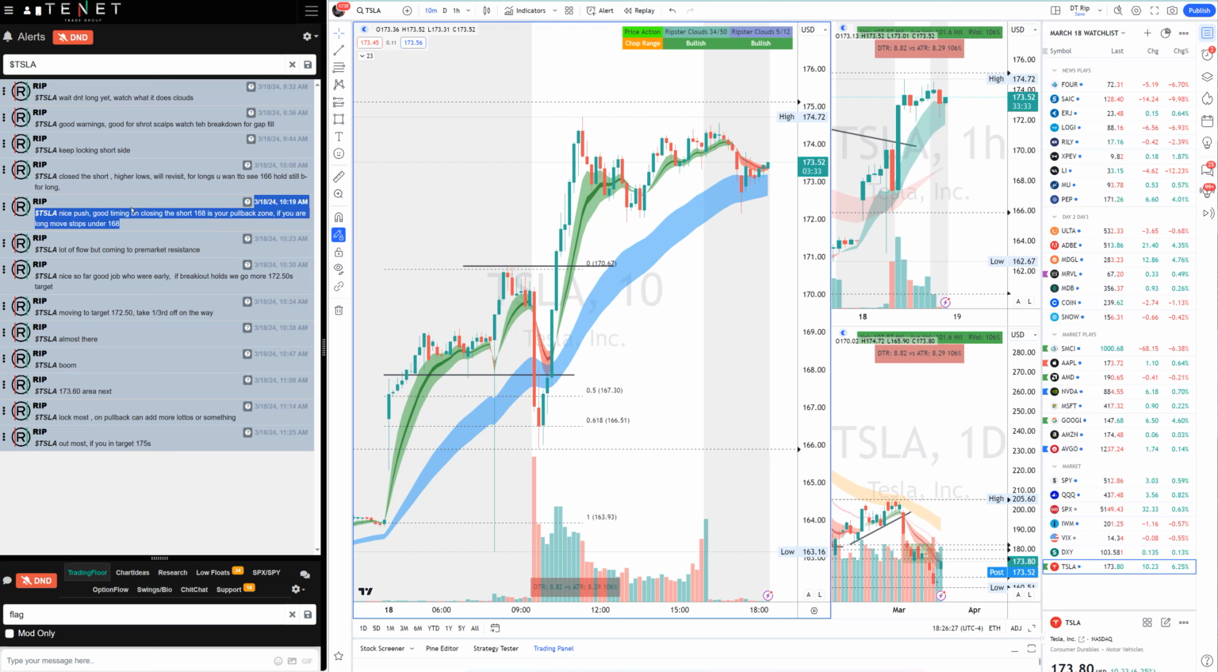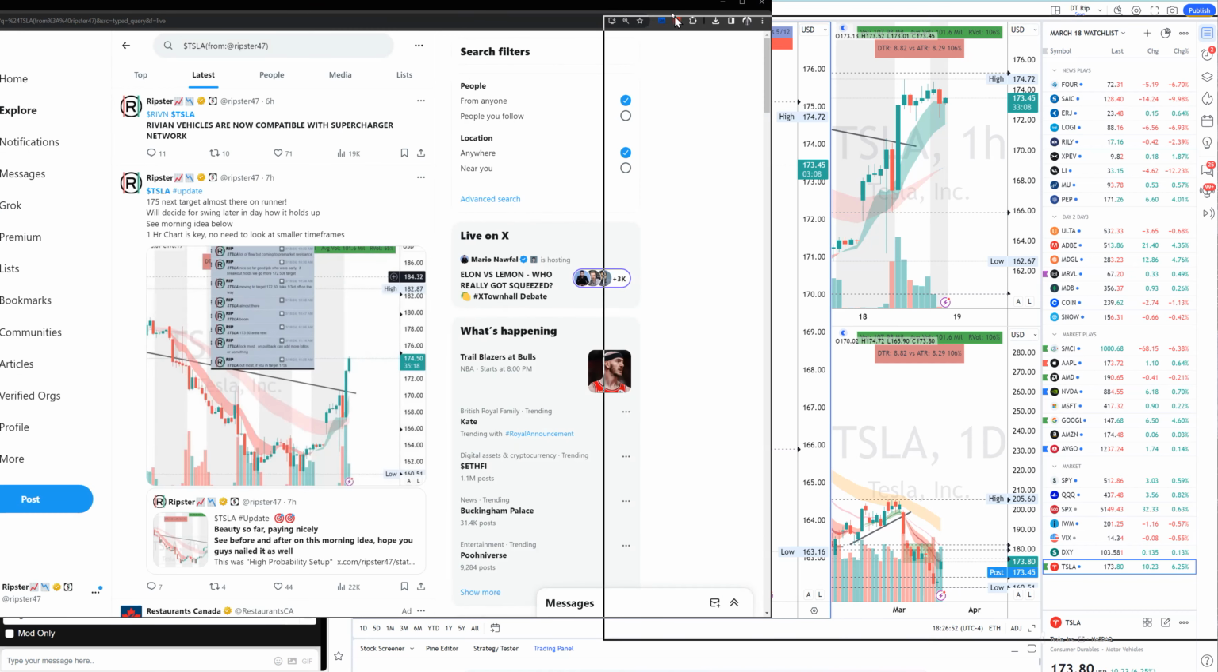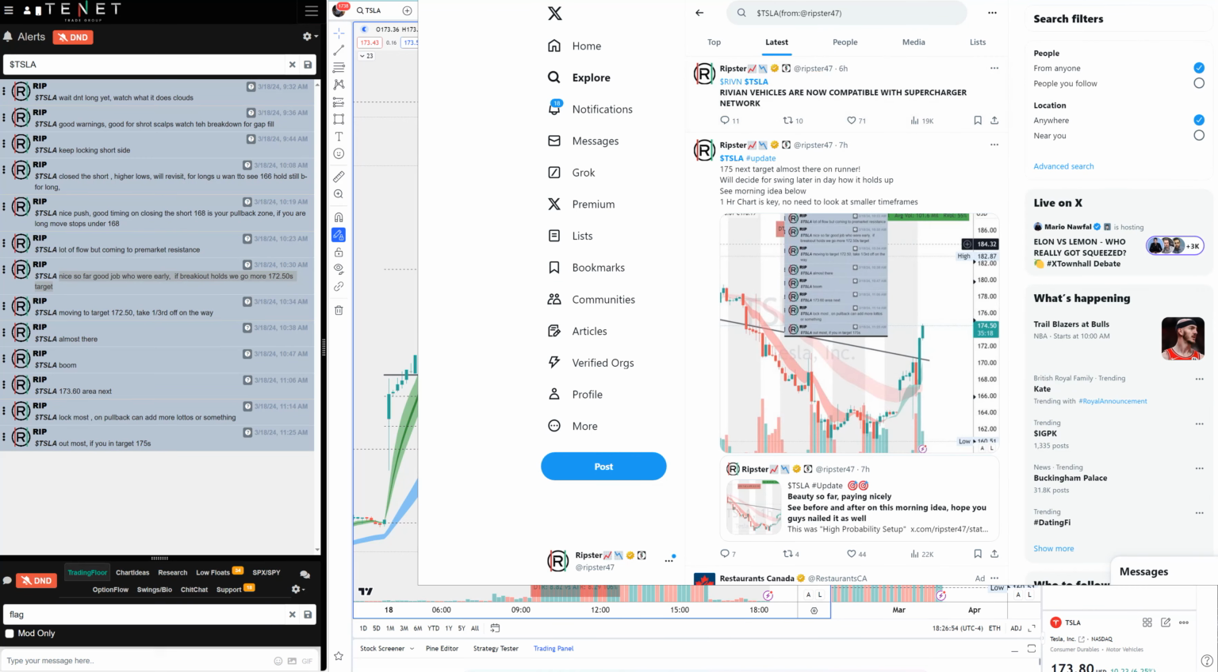So you can see that nice push, good timing on the short. 168 is a pullback zone. You should move the stops under 168. And then a lot of flow coming in. You can see here, everybody can see the flow. We have so much option flow running on our screen shares, so everybody can see those flows. And after that, it was just trading, right? So this was the breakout. I even shared on Twitter on Tesla. I actually shared the complete idea on Tesla for my followers as well, just to teach them what the setup was. And I didn't even look at 10 minutes.